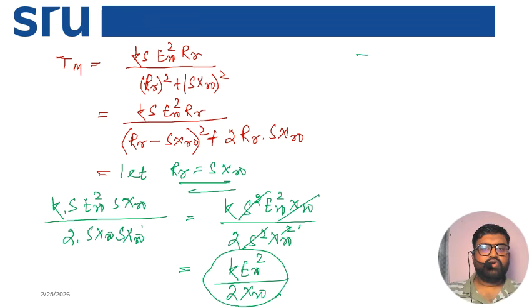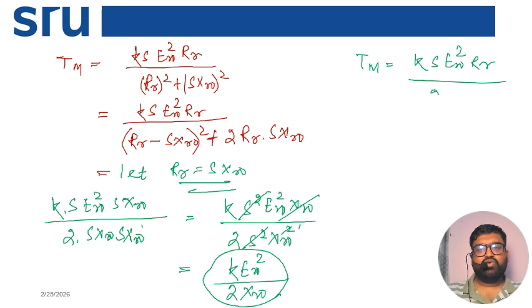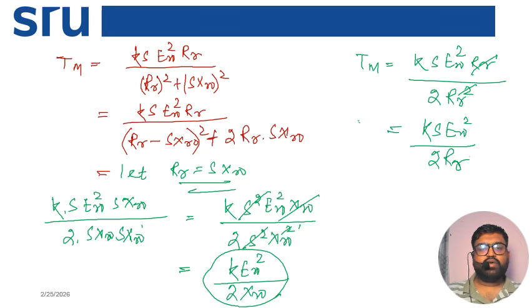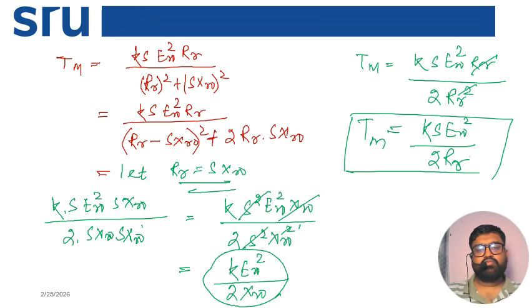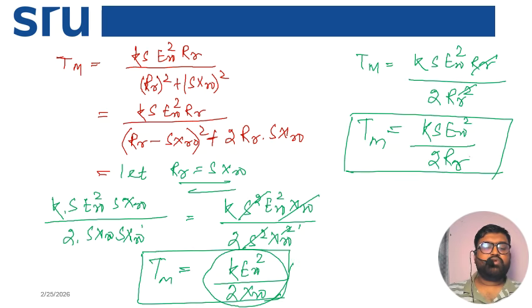Similarly, if we put Tm, that is K S Er0 square Rr, then divided by 2 Rr square, what do you get? Cancelling out, K into S Er0 square divided by 2 into Rr. These are the maximum torque formulas. Here also one maximum torque formula will come, and you get the maximum torque when the condition is this one. So this is the maximum torque formula.